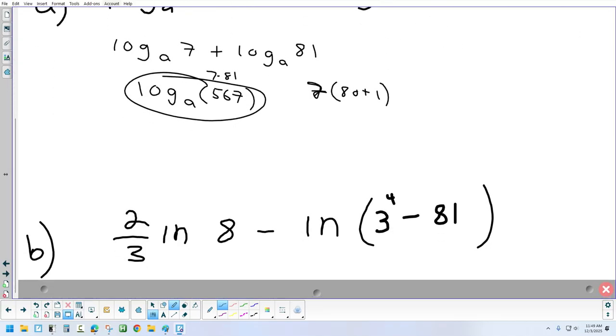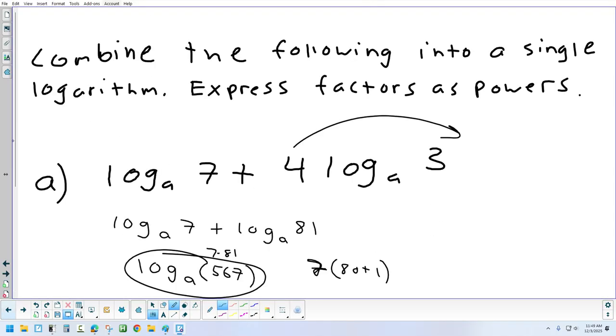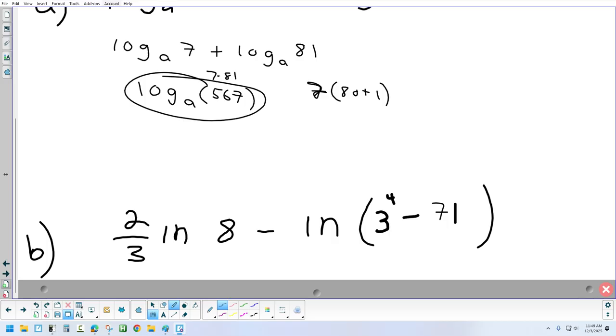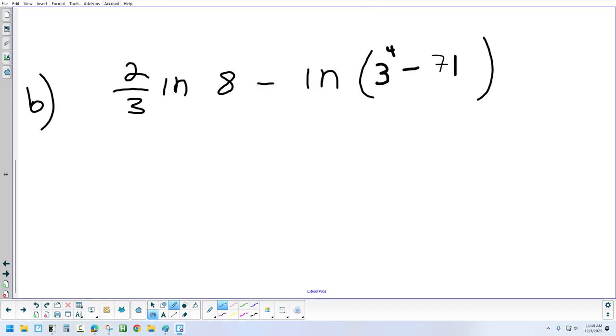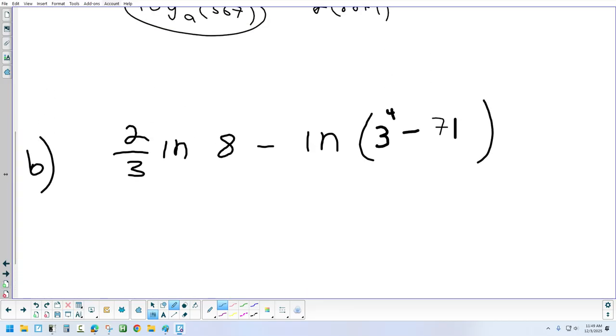All right, let's just change this a little bit. Is this the last one? Yeah, last one. Okay, what is the first thing that we would do to the first log? Put 2/3 back as an exponent.